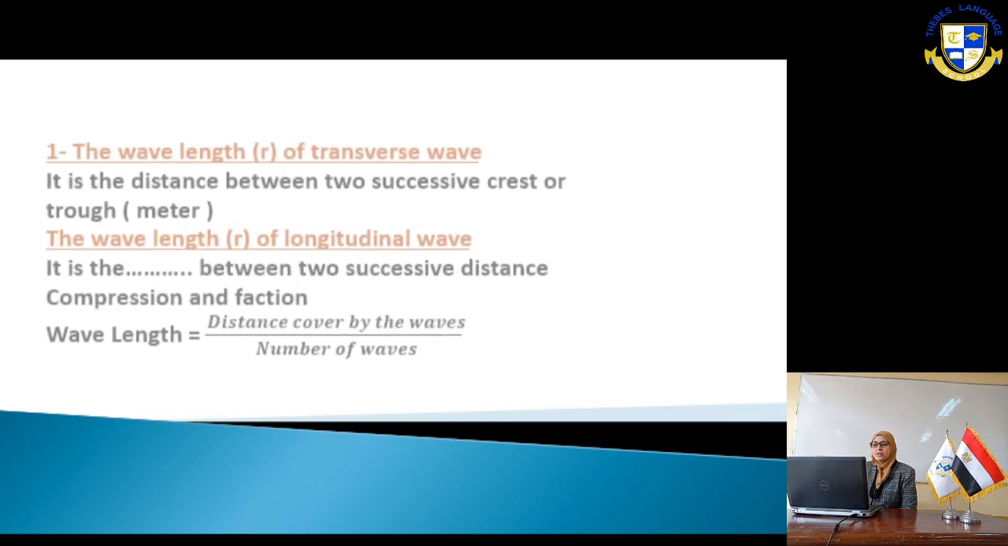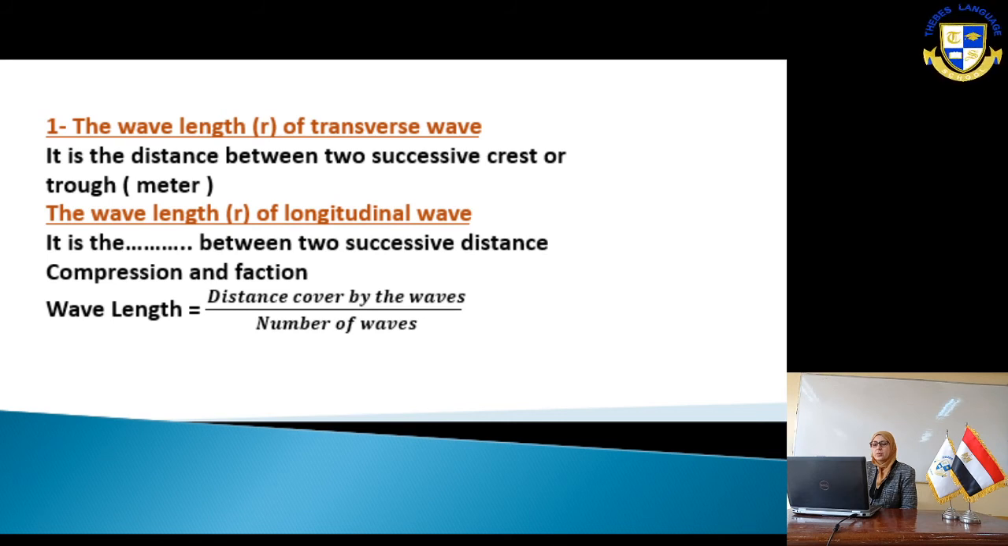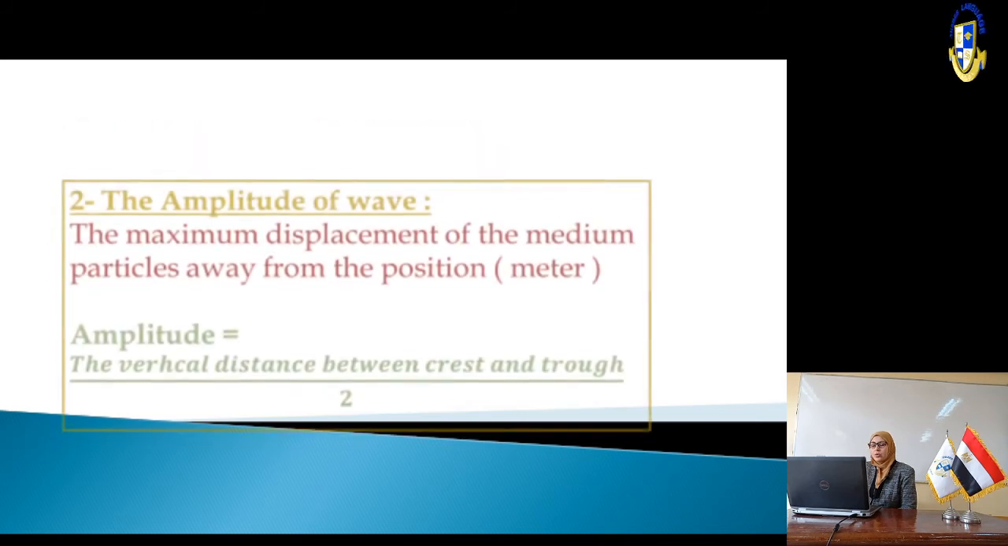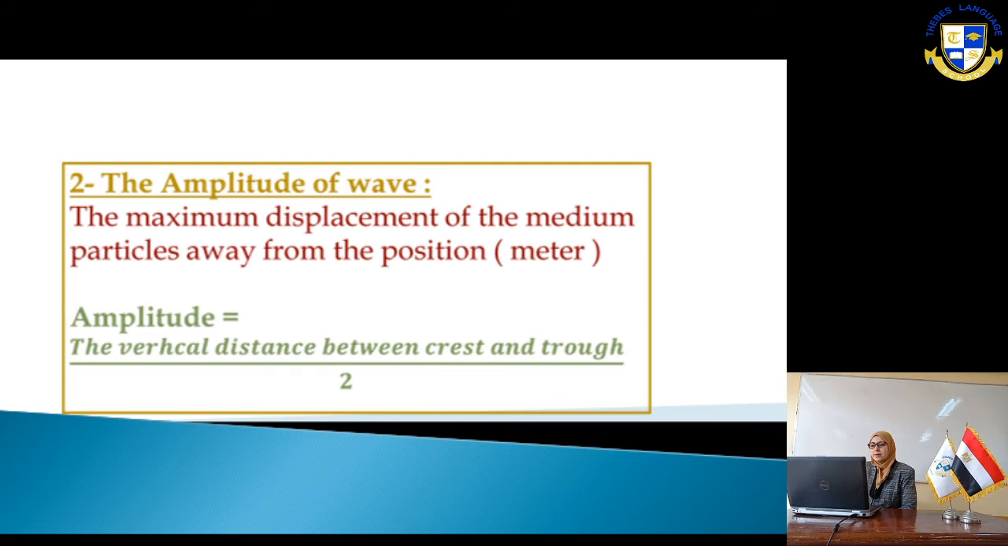Slide number 14. The wavelength of the transverse wave. It is the distance between two successive crests or troughs, and the unit here is meter. The wavelength of the longitudinal wave is the distance between two successive compressions or rarefactions. The wavelength equals the distance covered by the wave per number of waves. Slide number 15. The amplitude of the wave. What's meant by the amplitude? It is the maximum displacement of the medium particle away from the rest position. And here also the unit is meter. So the amplitude equals the distance between crest and trough over 2.